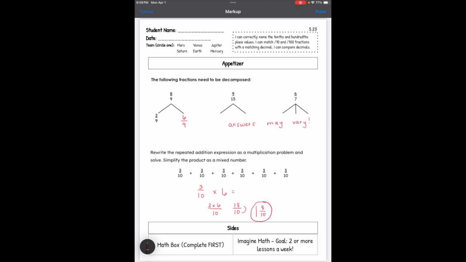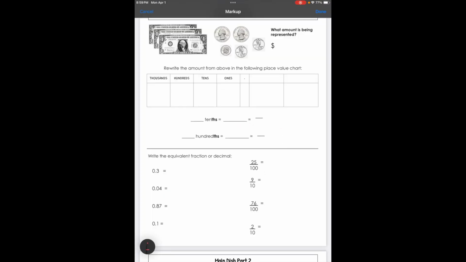All right, let's go ahead and move on to the main dish. Today we're going to actually be talking about the connection that fractions have with decimals. We're going to start that off by actually dealing with money because that's the most real life decimals that we probably deal with most often. So go ahead and looking at the dollars and the coins, how much money is being represented here?